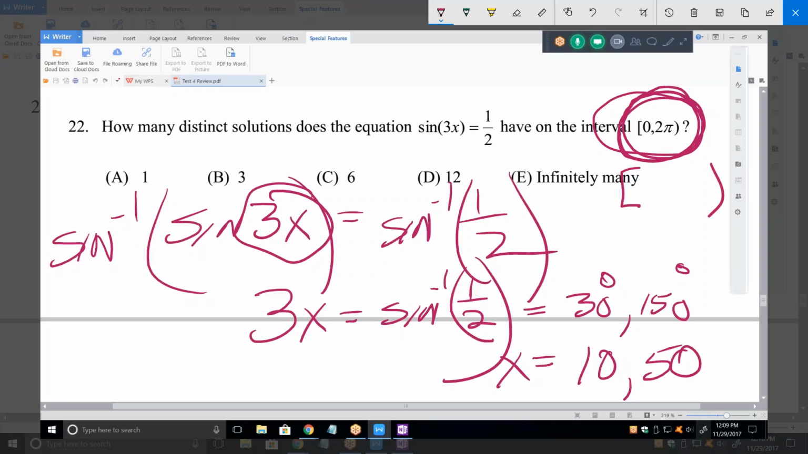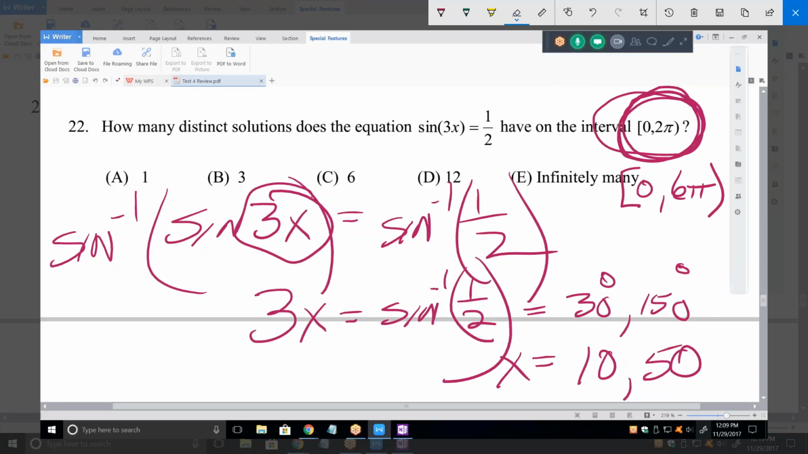It's 0 to 6 pi. You've got to multiply it by 3. In other words, if the interval for x is 0 to 2 pi, well, what's the interval for 3x? Multiply everything by 3, you get 0 to 6 pi. Okay? And that matters a lot, and here's why.